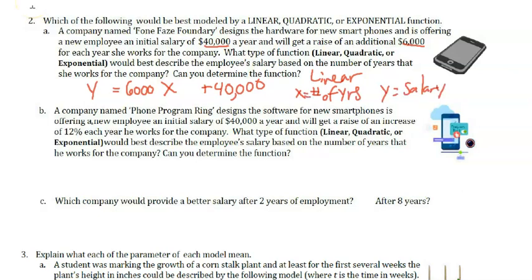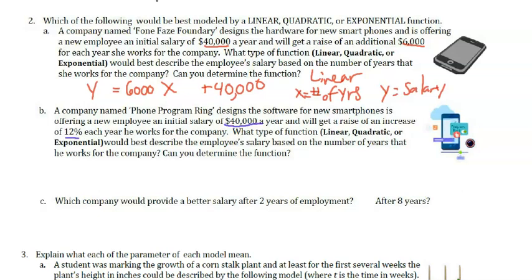Okay, let's look at B. A company named Phone Program Ring designs the software for new smartphones and is offering a new employee an initial salary of $40,000 a year and will get a raise of an increase of 12% each year he works for the company. What type of function, linear, quadratic, or exponential, would best describe the employee's salary based on the number of years that he works for the company? Can you determine the function?